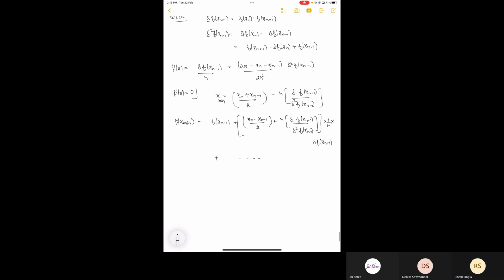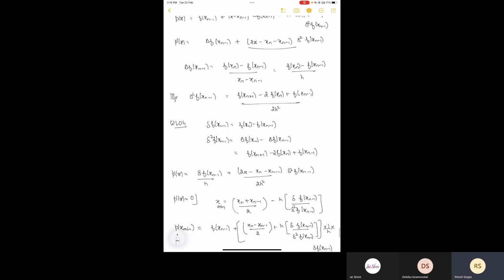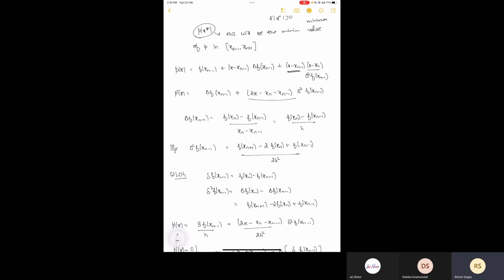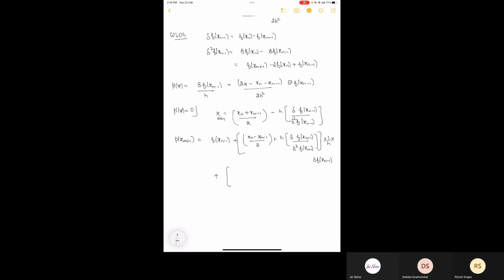So let me write that also. It will take a couple of seconds. Minus x times delta f of x. Sorry. What should I put this? We have to substitute it here now. x minus x_{n-1} and x minus x_n. Right?